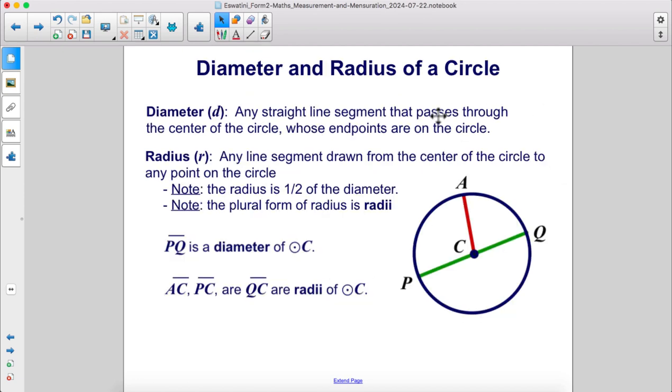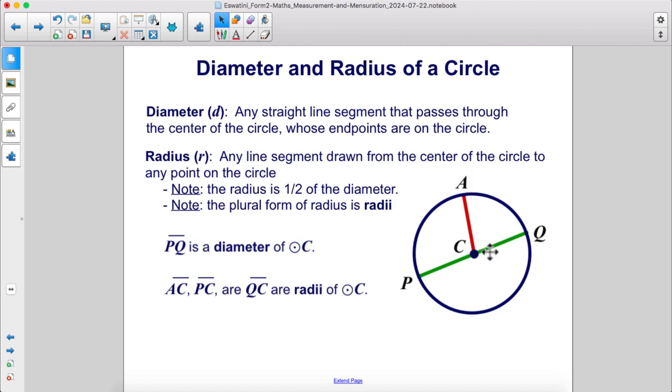Diameter, once again, we're going to represent this with a lowercase d. It's any straight line segment that passes through the center of the circle and whose endpoints are on the circle. Radius, lowercase r, is any line segment drawn from the center of the circle to any point on the circle. So that would be this line here, AC.